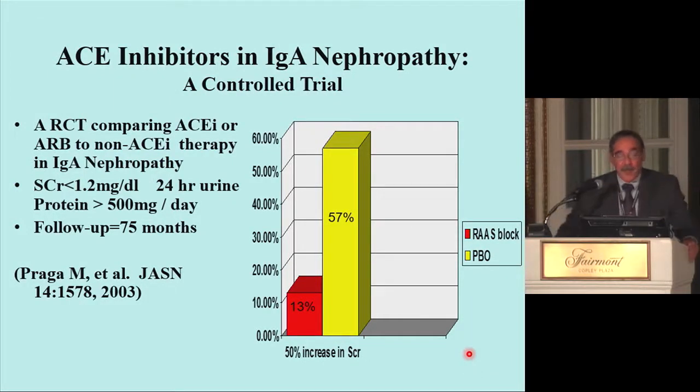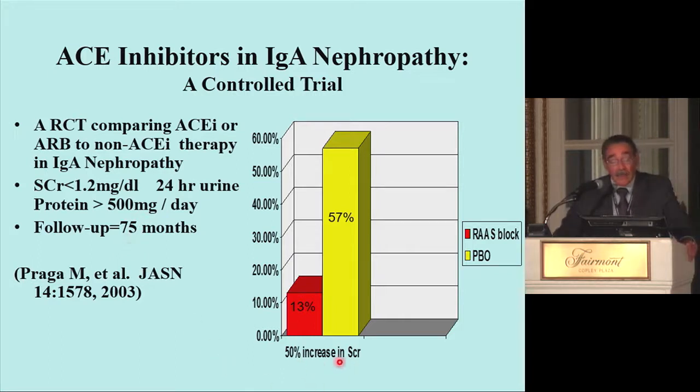We're saved. Okay, so I'm just going to show you 2 of 24 studies that deal with IgA nephropathy, looking at ACE inhibitors or ARBs. It's a randomized controlled trial by Manny Praga from Madrid, comparing ACE inhibitor or ARB to other antihypertensive therapy in IgA. They got the same blood pressure in both groups. They looked at patients with a creatinine less than 1.2 and 24-hour proteinuria of over 500 milligrams a day. The follow-up is pretty long, 75 months.